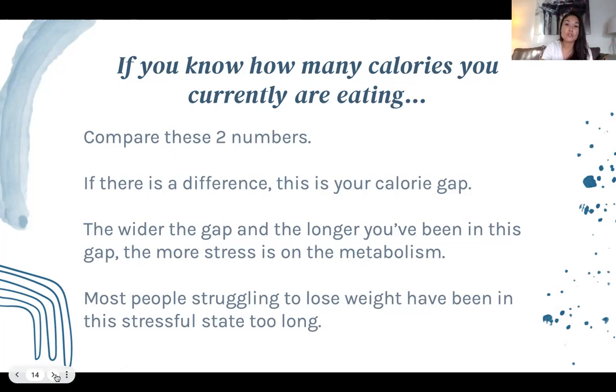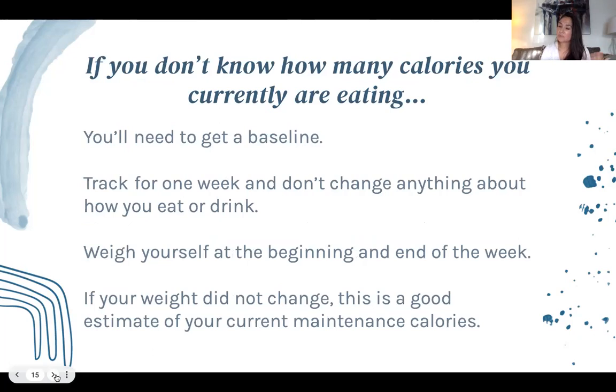Okay, for those of you who don't know how many calories you're eating, you'll have to do a little bit of detective work here to get that baseline, right? What you'll do is you just track for a week and don't change anything about the way that you're eating or drinking, right? You just do life the way that you do it. Weigh yourself at the beginning and at the end of the week. If there was no change, we know this is probably a really good estimate of where your current maintenance calories are. And I want to emphasize current, because it doesn't mean that it's a good maintenance. It just means where you currently are.